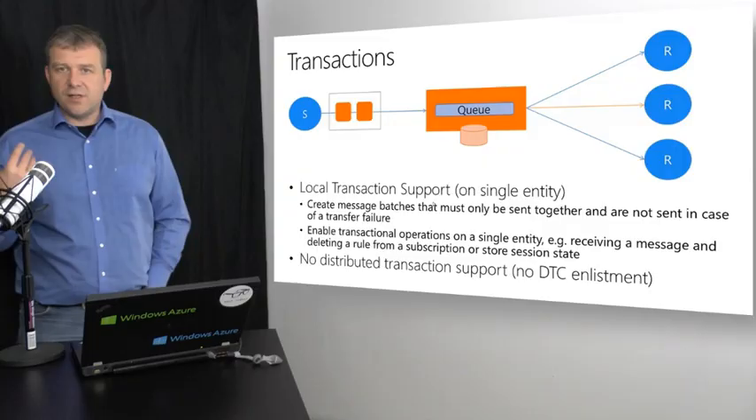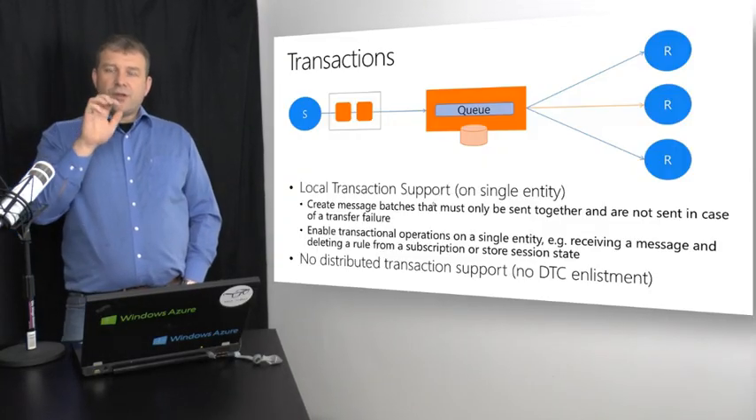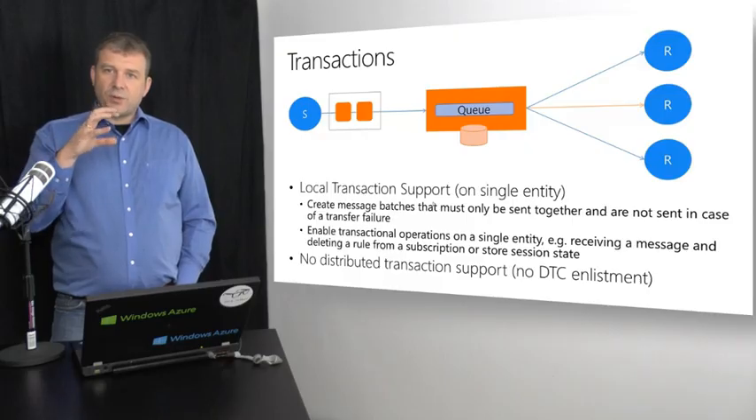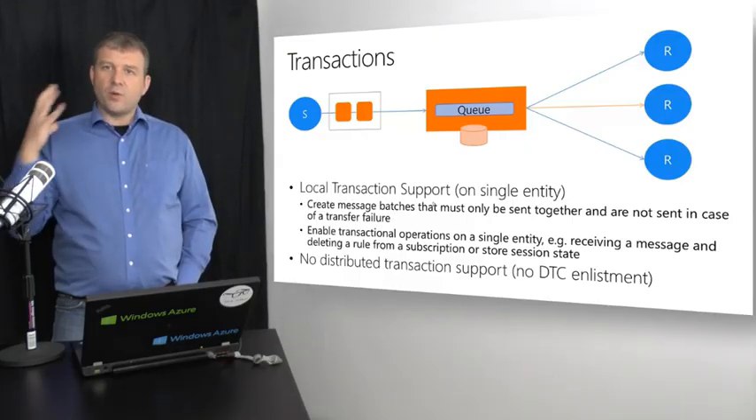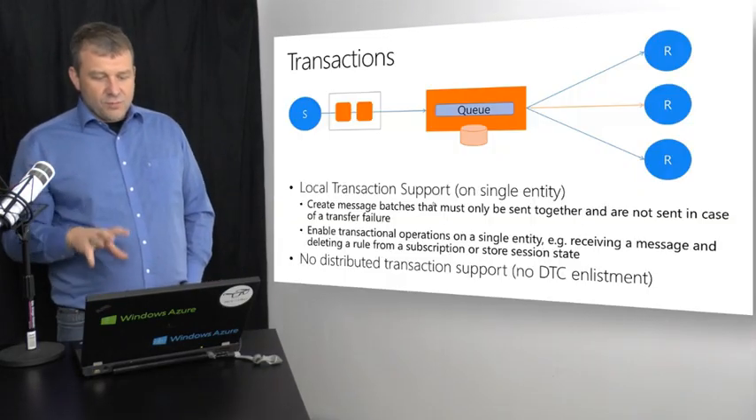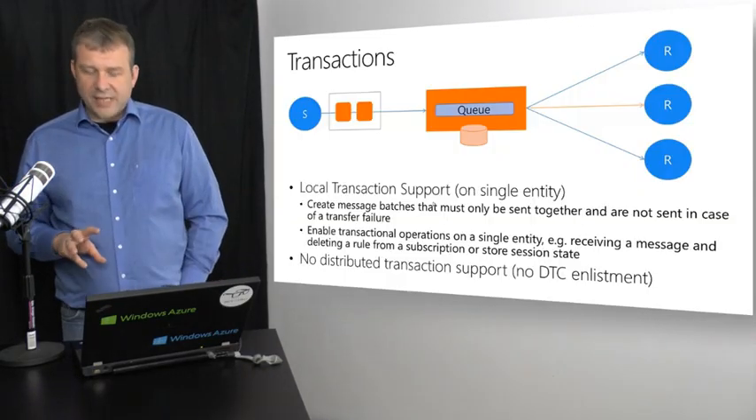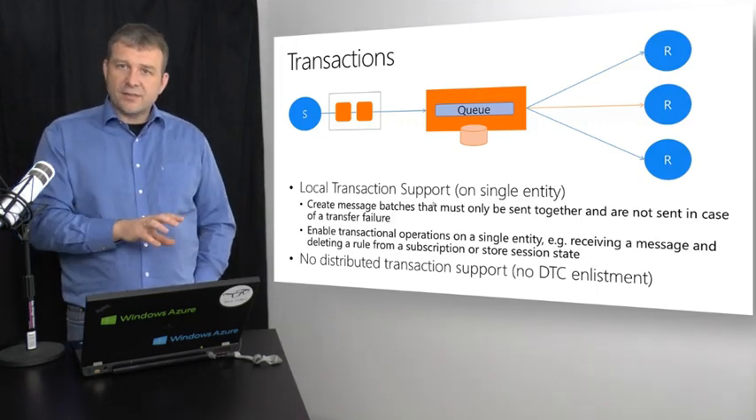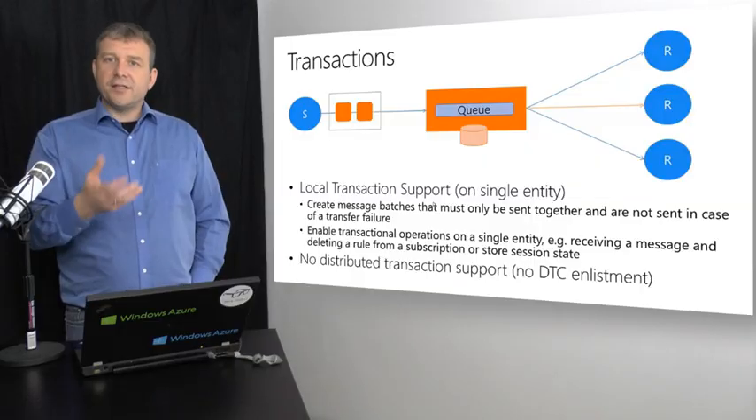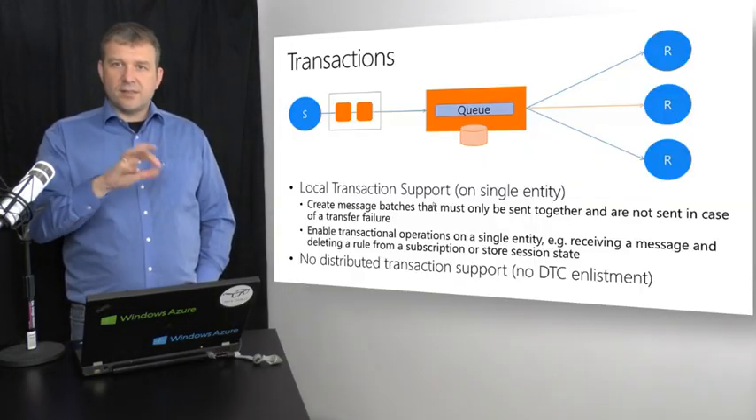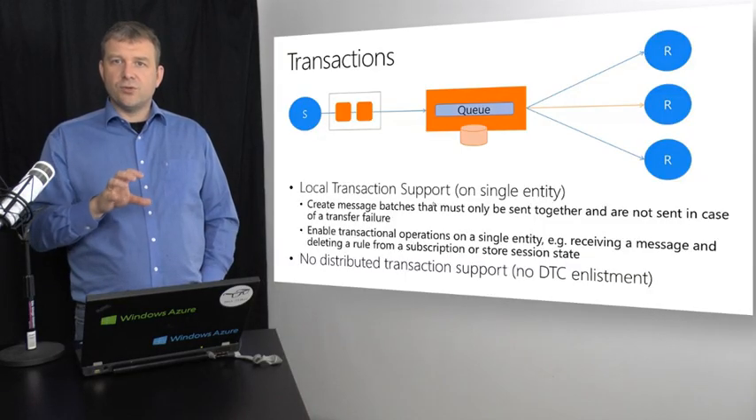You do batch receive, and then you can do 3, 4, 5 completes all in one go. And all those completes are going to be happening together, or they won't. So that's the transactional capability that we have. So message batches that can only be sent together, or storing state and completing a message. Things like this: operations on a session, storing state, and completing a message. Those are all things you can do transactionally.